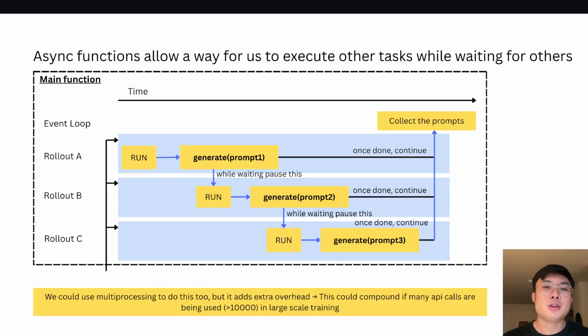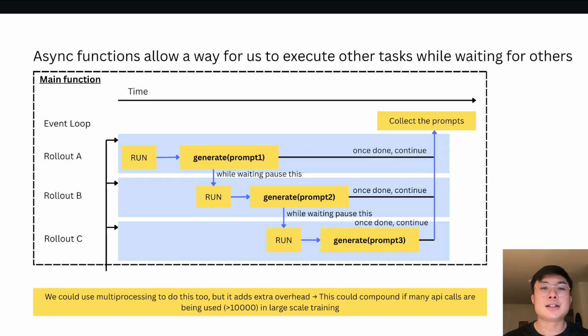Usually we can also use multiprocessing to execute things in parallel, but we actually do not need the extra overhead to spawn extra threads and processes because we're just making an LLM API call. So a better way to do this would be to use async functions.